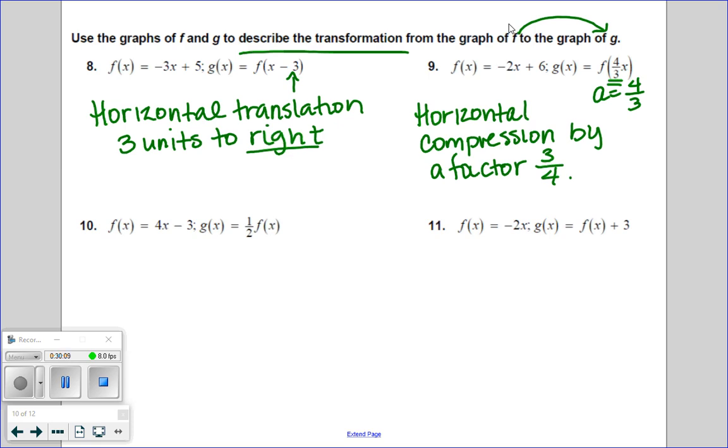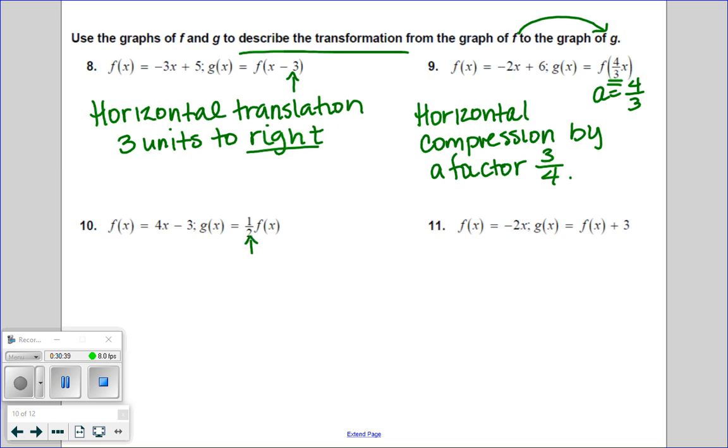Yes? What's that? Well, A is 4/3, but remember our scale factor for horizontal stretches and shrinks are always the reciprocal. We have to do the reciprocal, right? So A is 4/3, but our factor of compression is 1 over that, so it's the reciprocal of that, 3/4. Okay, good question.